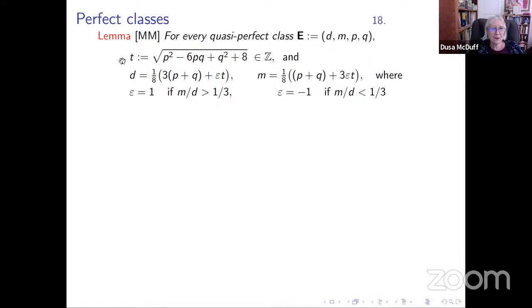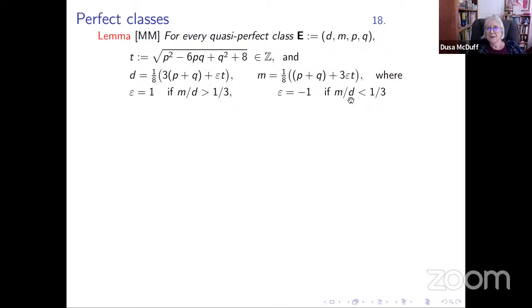If we look at this quantity T, which is the square root of p squared minus 6pq plus q squared plus 8, then D is given by this particular formula in terms of p, q, and T, and M is given by another related formula in terms of p, q, and T, where epsilon is 1 if M over D is bigger than a third, and is minus 1 if M over D is less than a third.